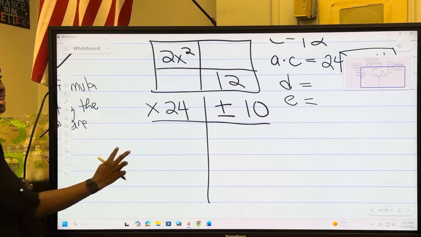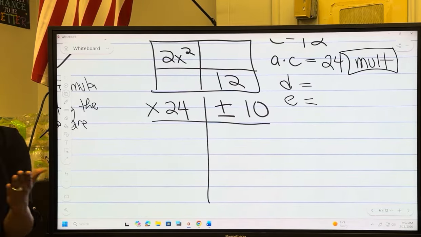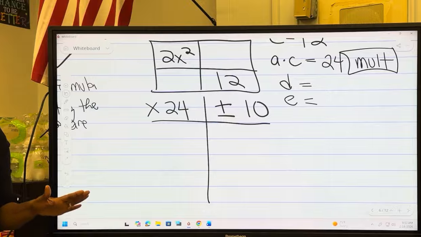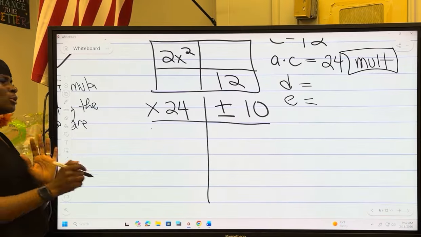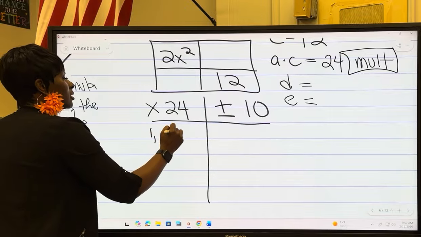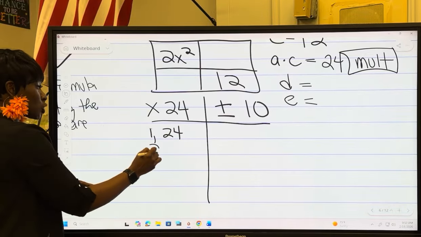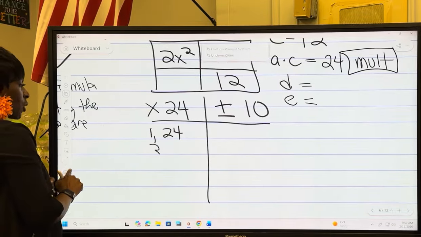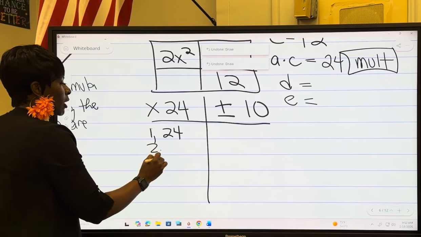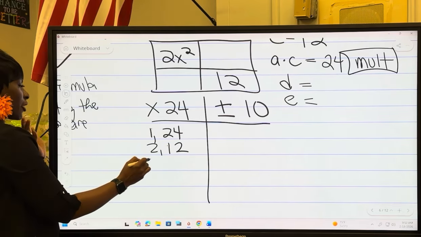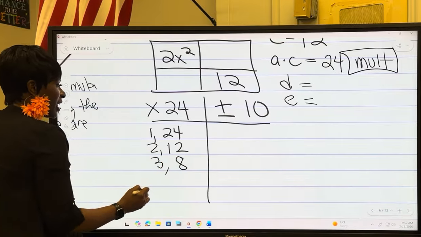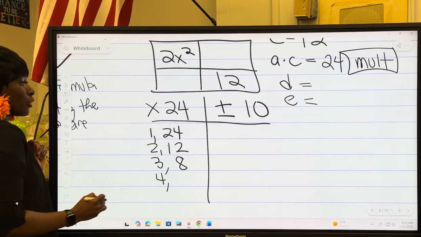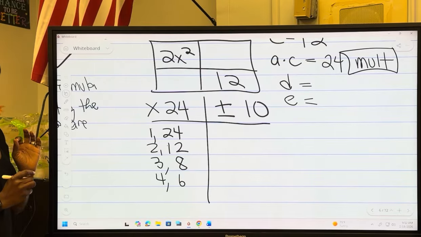Just give me the factors of 24 only. Start out in order because this will help you. 1 and what? 24. Next number. 2 and what? 12. Always do this because it'll keep you organized. Is there a 3 in something? 3 and 8. Is there a 4 in something? 4 and 6.